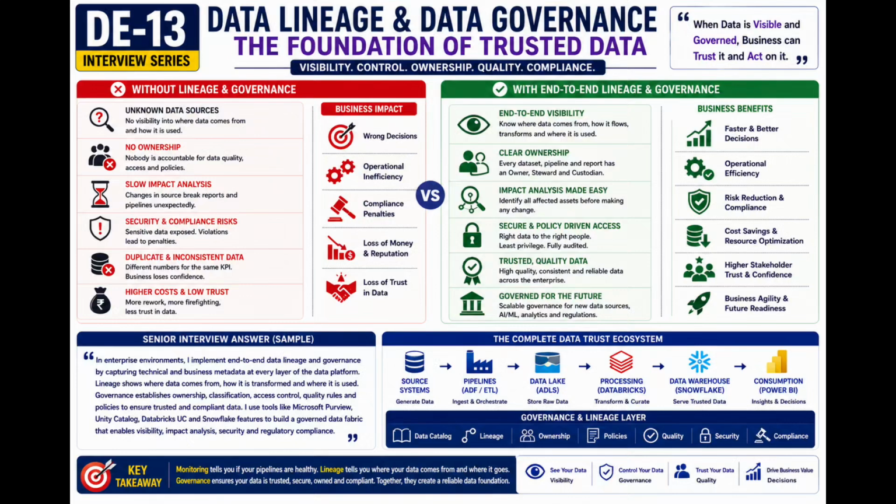If a source column changes, lineage allows us to perform impact analysis and identify affected pipelines, tables, datasets, and reports before the change reaches production. So this improves data trust, security, compliance, operational efficiency, and the ability to make informed business decisions. This is a very important part. Let me make one distinction because interviews sometimes check this.